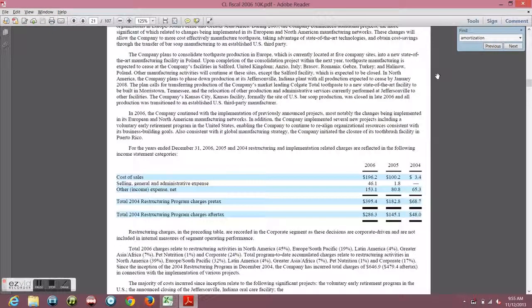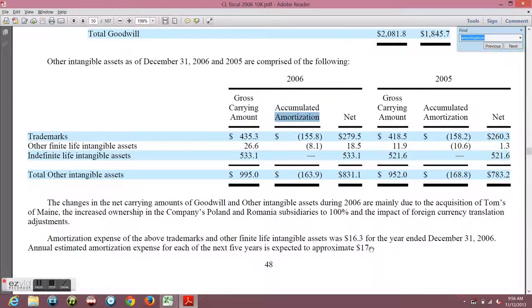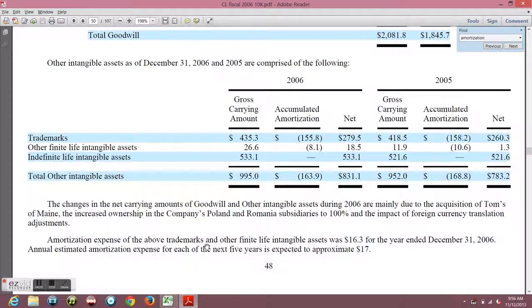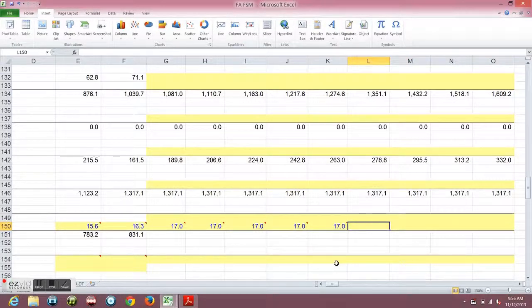I need to first zoom out so I can see where I'm clicking. Yeah, there you go. It tells us over here. Let me zoom in. And this is why it's very important to look at this. Okay, this last sentence says, annual estimated amortization expense for each of the next 5 years is expected to be 17 million. So we're going to put 17, and I'm just going to copy that down. 1, 2, 3, 4, 5.